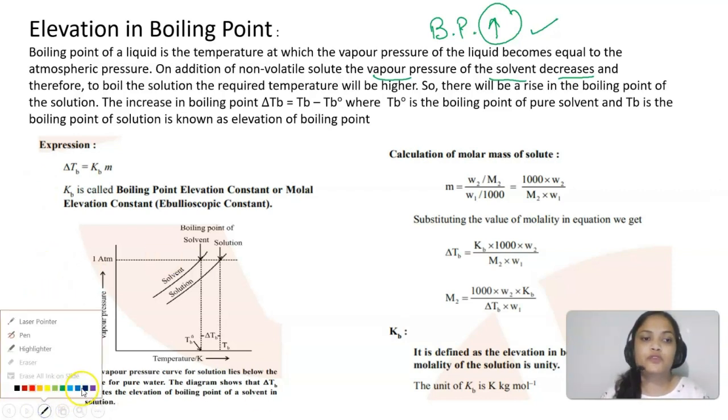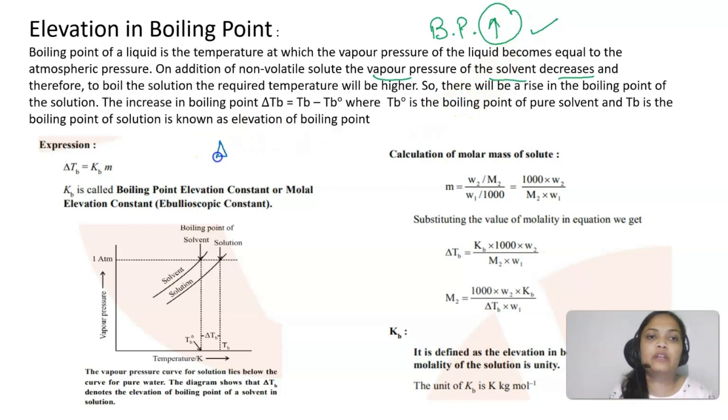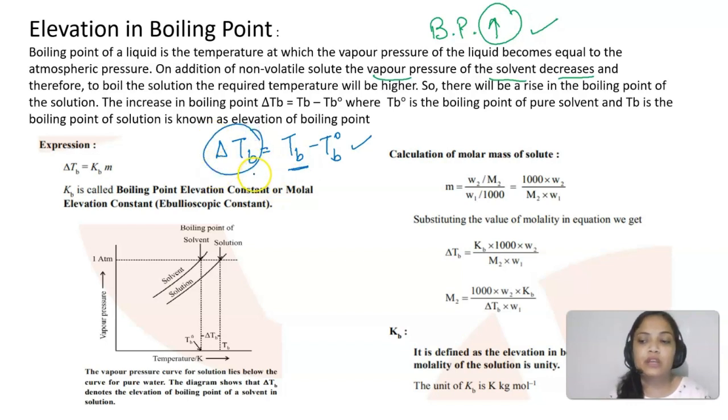So students, if you look here, what is happening? There will be a rise in boiling point, I told you. So the increase in boiling point is given by delta TB, so it is TB minus T naught B. Now this T naught B is the boiling point of pure solvent and TB is the boiling point of solution. So this delta TB is called elevation in boiling point.